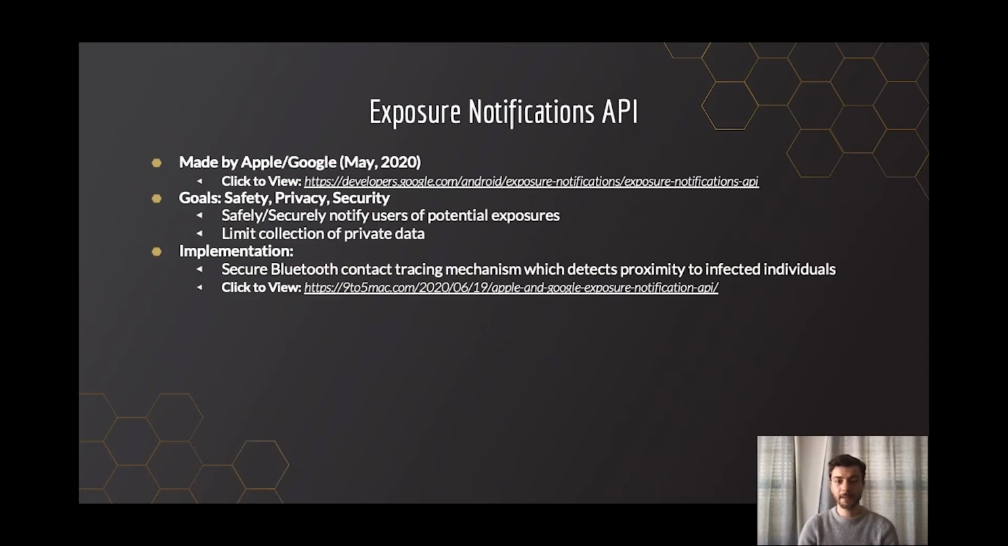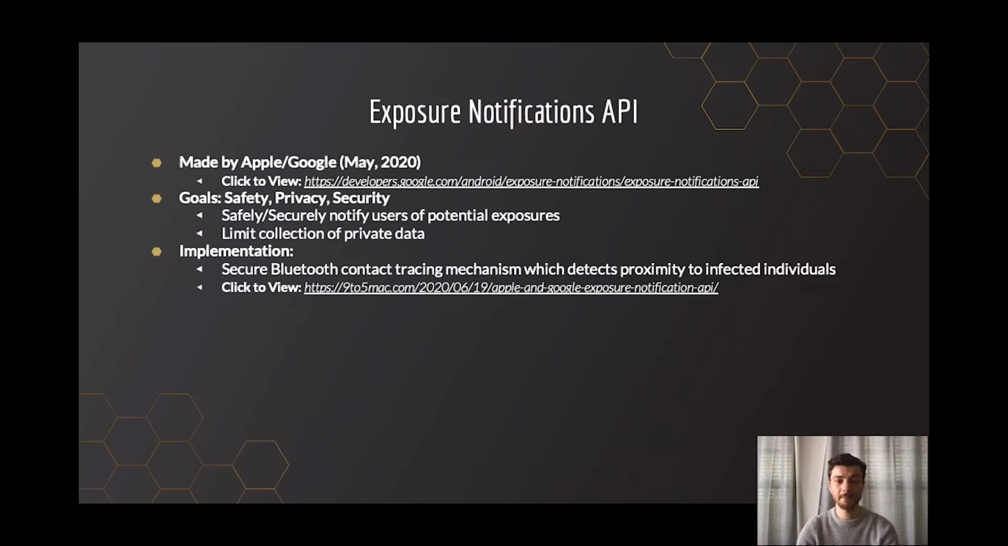Now, I'd like to start by providing a brief introduction on the Exposure Notifications API, which was created by Apple and Google back in May of 2020. I've provided a link to the developer documentation for anybody who's interested in taking a peek at this. And this was actually created in order to unify the way in which application developers go about creating secure contact tracing applications, and specifically was designed with a couple goals in mind: security, privacy, and safety. So safely and securely notify individuals of potential exposures to COVID-19, but also to actually reduce and limit the collection of private user information, which simply isn't necessary, but was also observed in the existence of early COVID-19 contact tracing applications.